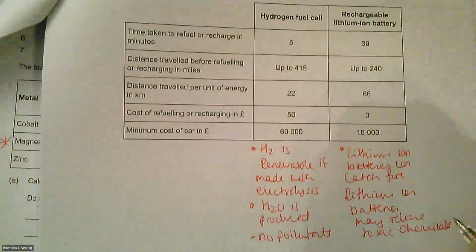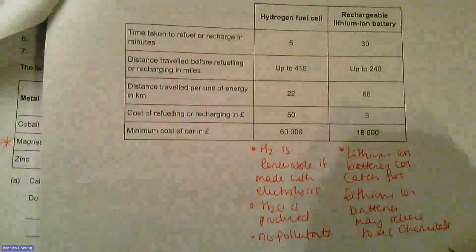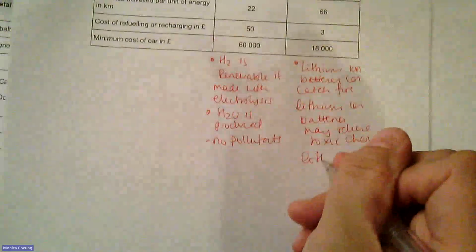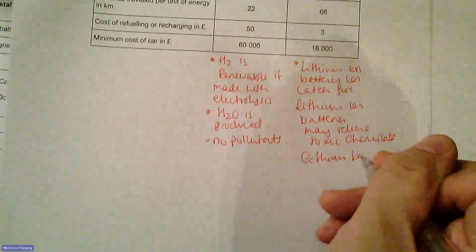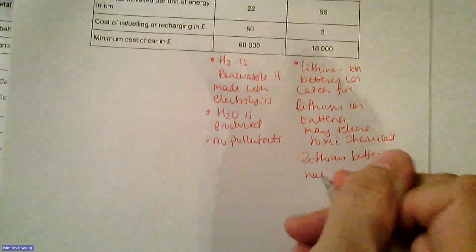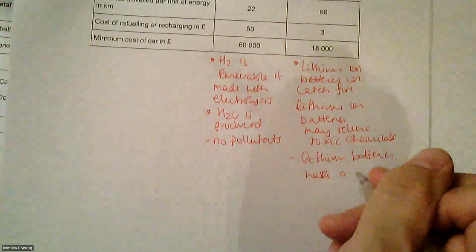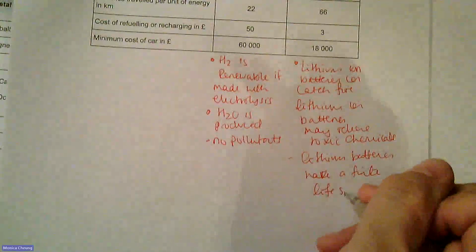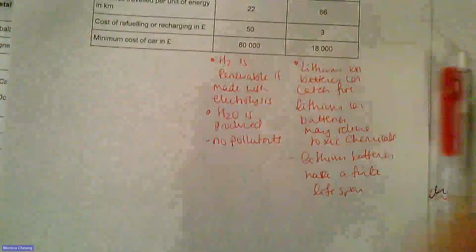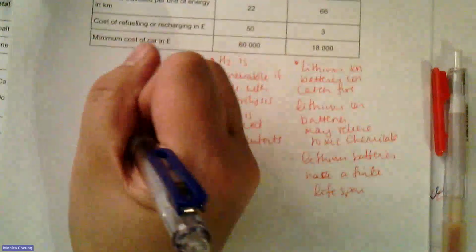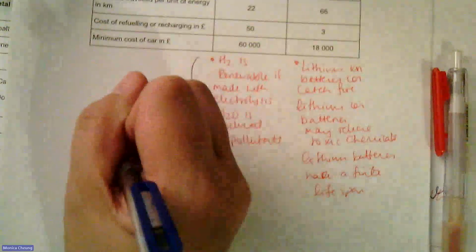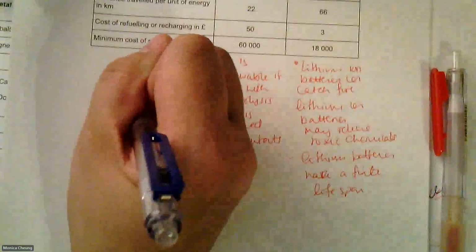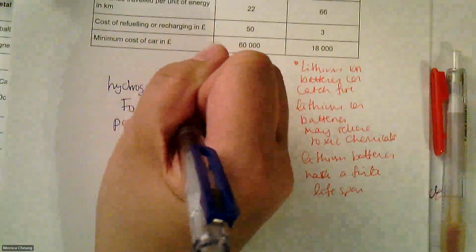And lithium-ion batteries have a finite lifespan, meaning that eventually they will run out. So these are arguments for a hydrogen fuel cell. So here are 4 points for hydrogen fuel cells.